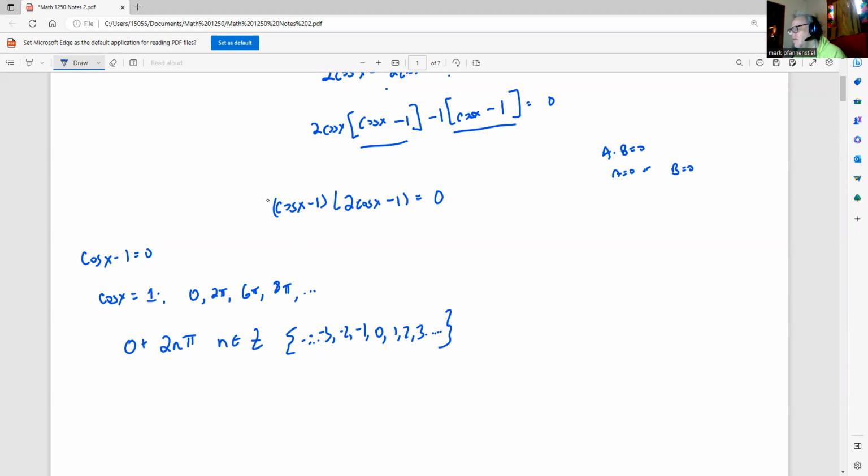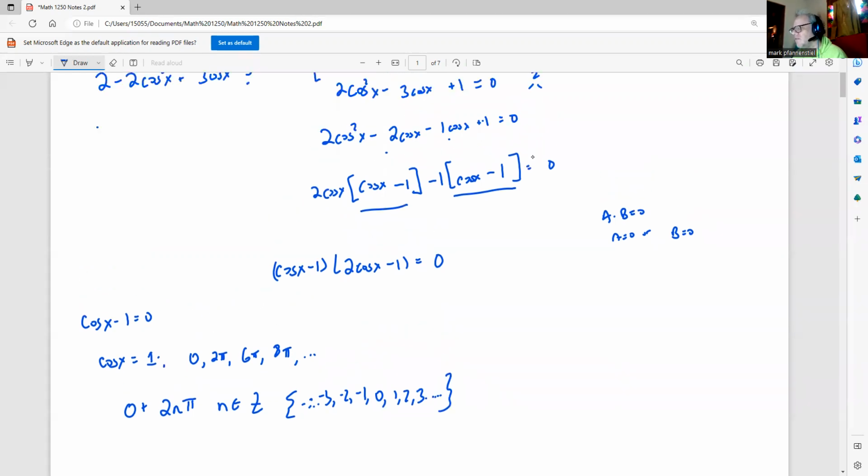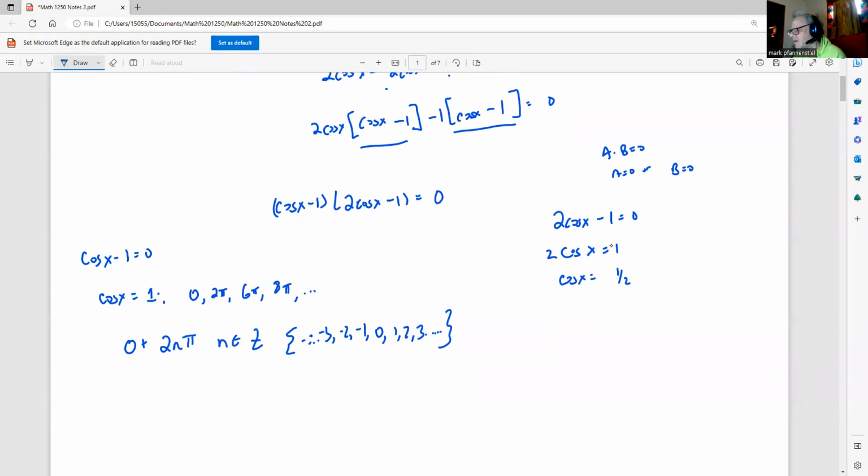Now on the other side of this, we have 2 cosine x minus 1 equals 0. So we have to solve that. 2 cosine x equals 1, so cosine x equals 1/2. Where does that happen? First off, it's positive. Cosine is positive in the first and fourth quadrant. So where is cosine equal to a half in the first and fourth quadrant? Cosine looks something like this, so it's going to be about here. That's going to be pi over 3. So x is equal to pi over 3 or 5 pi over 3.